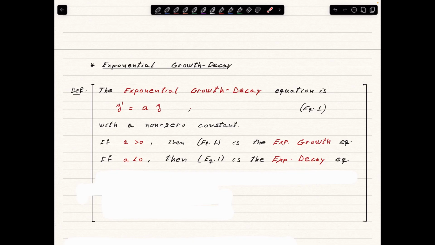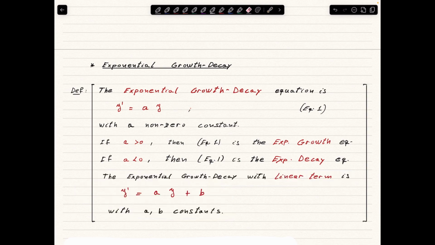And there is a generalization to this equation, and this is when we add here a linear term with another constant. That is called the exponential growth decay equation with a linear term. This is the linear term. And this is the equation, and now A and B are constants. Of course, A is still non-zero.